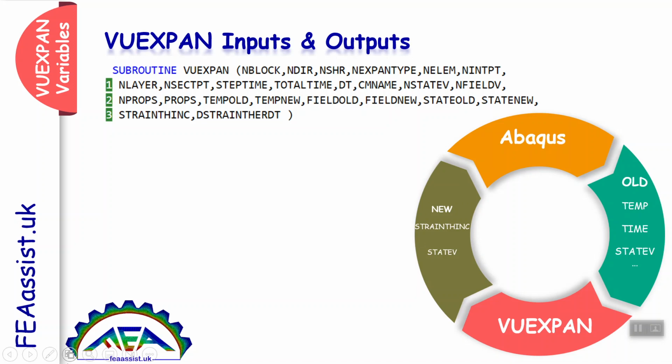Again, Abaqus uses these values to compute the new values for temperature, time, and state variables. This is how Abaqus and VUExpand interact with each other, which is necessary to understand well in order to write good VUExpand subroutines. For example, I explain one of the variables here, the thermal strain increment: delta L per L0 equals the thermal expansion coefficient multiplied by delta T. So this thermal strain needs to be written and defined in the VUExpand subroutine.